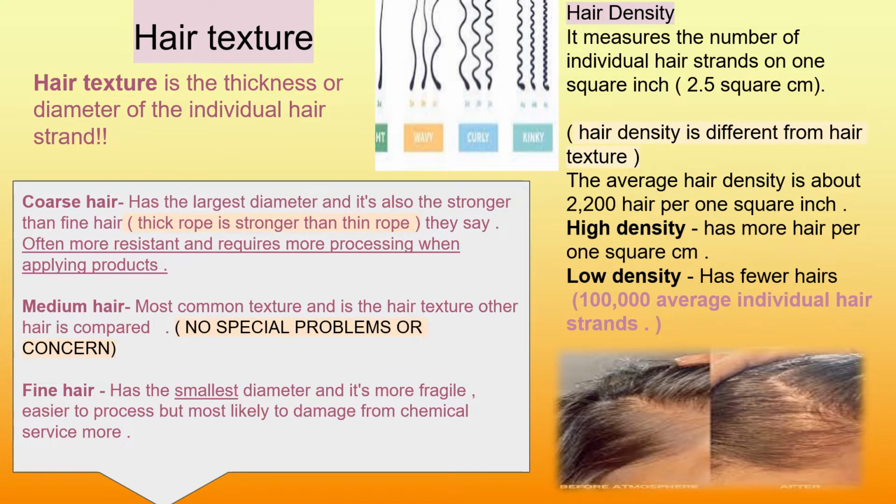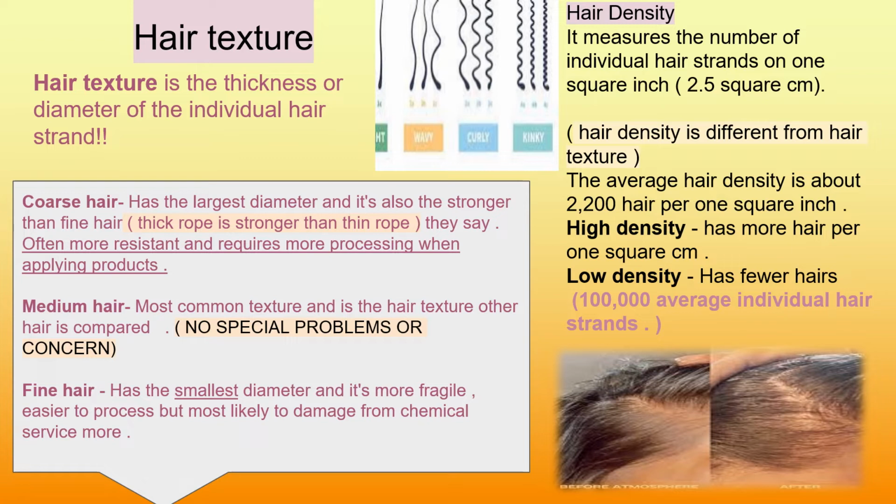Hair texture is the thickness or diameter of the individual hair strand. Hair density measures the number of individual hair strands in one square inch. Hair density is different from hair texture. The average hair density is about 2,200 hairs per square inch. High density has more hairs per square inch. Low density has fewer hairs.